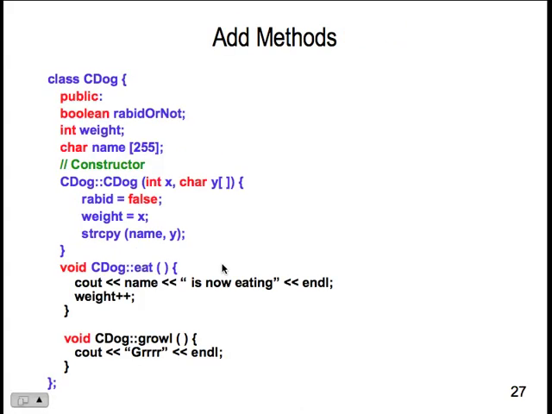And so this is what it looks like after we've added the methods. We have the constructor up here, and then we have the 2 methods that we've added, one to eat and the other one to growl, which is kind of interesting. Think about it. We have those methods on there.